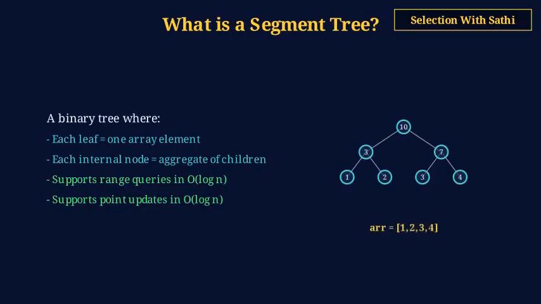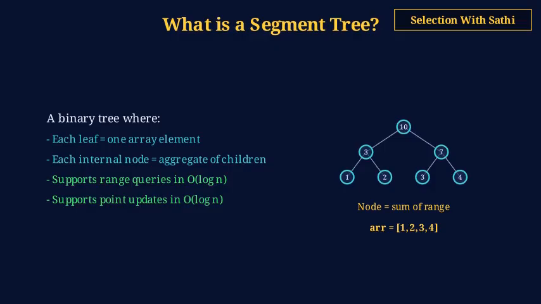A segment tree is a complete binary tree stored as an array. For a node at index i, its left child is at 2i plus 1 and right child is at 2i plus 2. The leaf nodes store the original array elements. Each internal node stores the result of merging its two children.